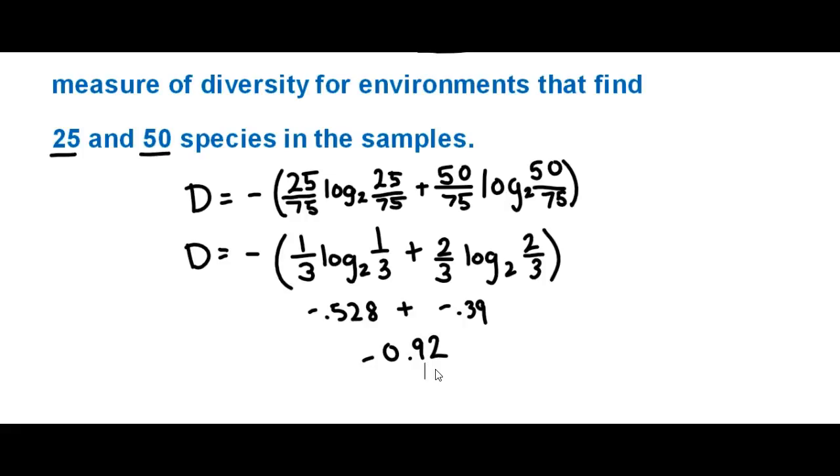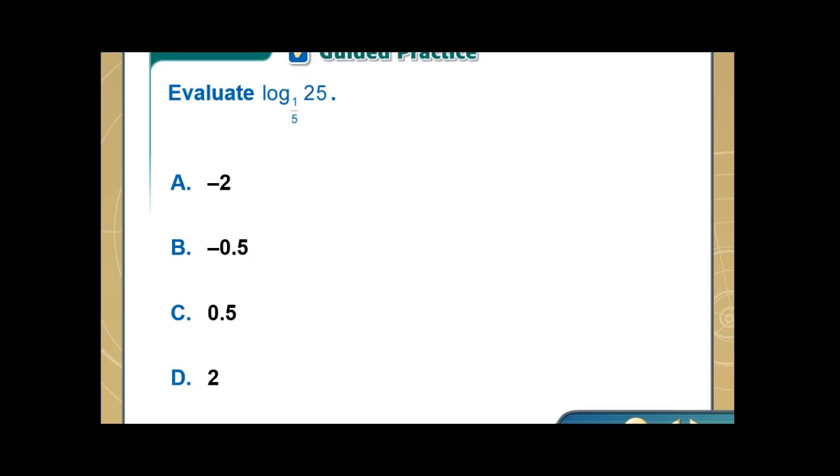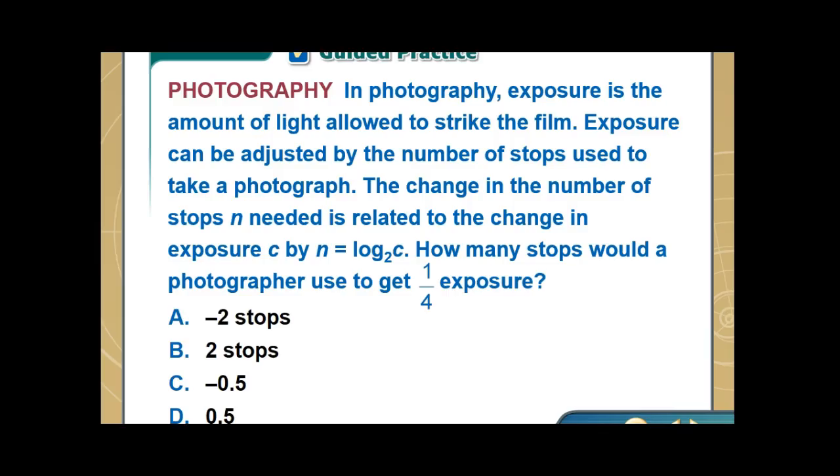So let's go ahead and look at some examples for you to try. First, we have this log base 1/5 of 25. See if you can evaluate that. And finally, we have a word problem involving photography. So go ahead and read that and see if you can use the change of base formula. And otherwise, that concludes our lesson.